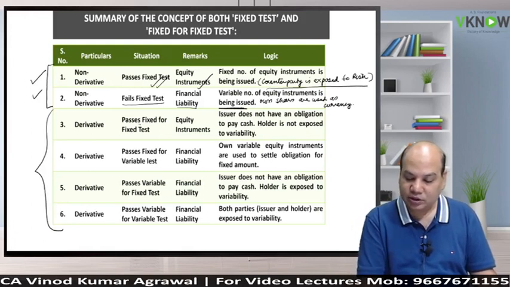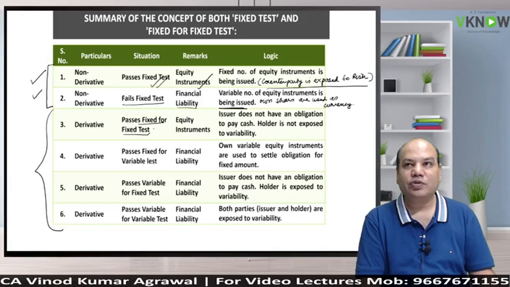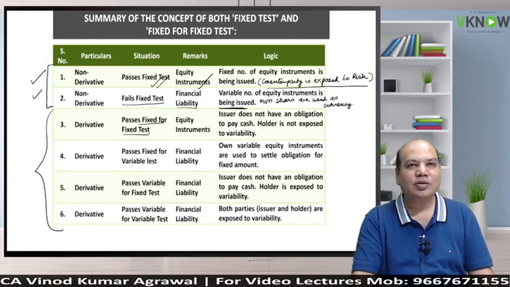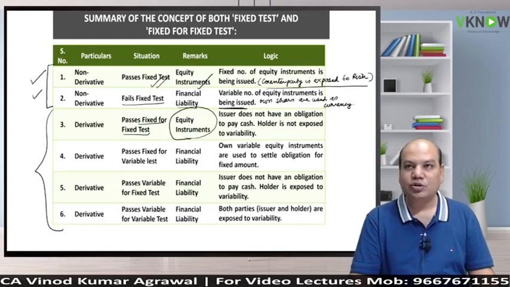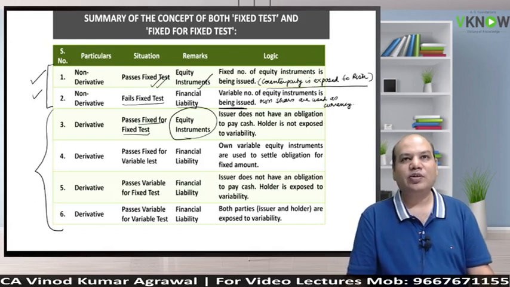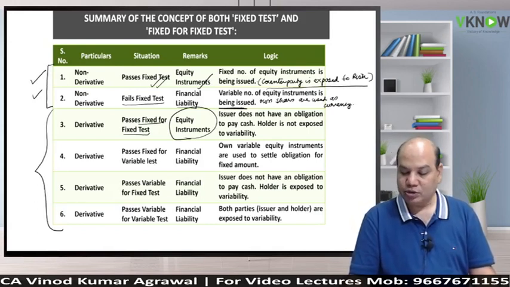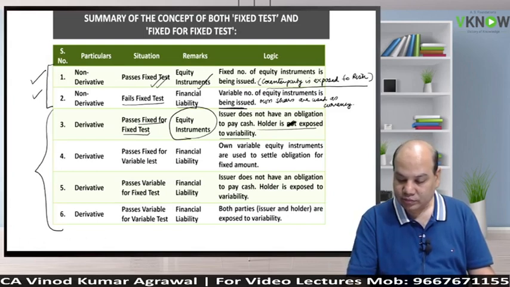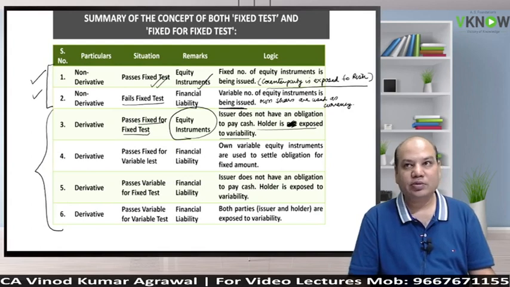A derivative passes the fixed for fixed test. Passing the fixed for fixed test means a fixed amount of cash against a fixed number of shares. Such contracts will be called equity instruments, because then the counterparty is exposed to the risk. Okay. The issuer does not have an obligation to pay cash. The holder is exposed to the variability, write down. Because if I pay a fixed number of shares, the counterparty is exposed to the risk.